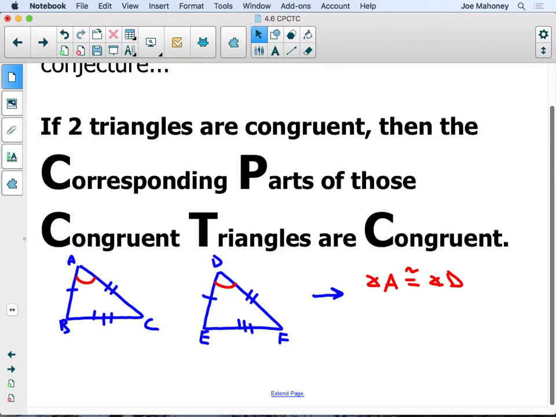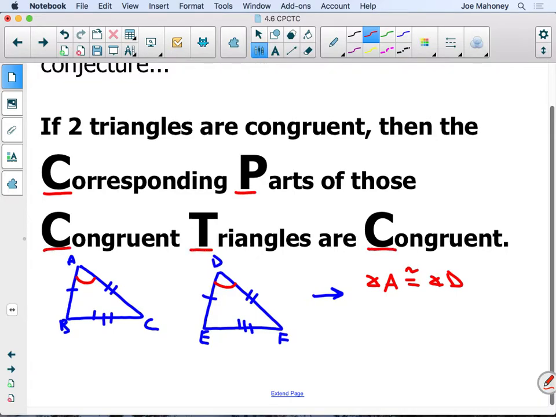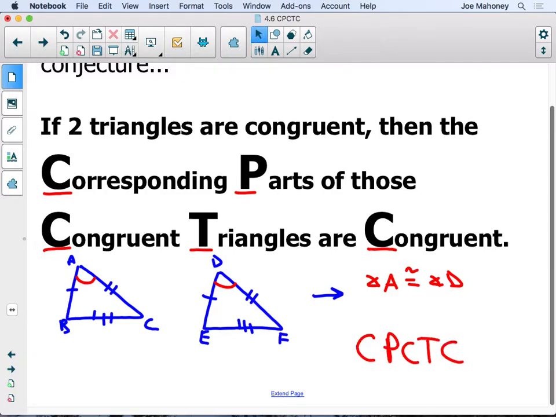So if you have congruent triangles, the corresponding parts of those congruent triangles are congruent. And yeah, that is so wordy. I'm wondering, do you think we can come up with an abbreviation for this? We abbreviate this CPCTC: corresponding parts of congruent triangles are congruent. It's a very, very big relationship in geometry. Let me show you how it's used.